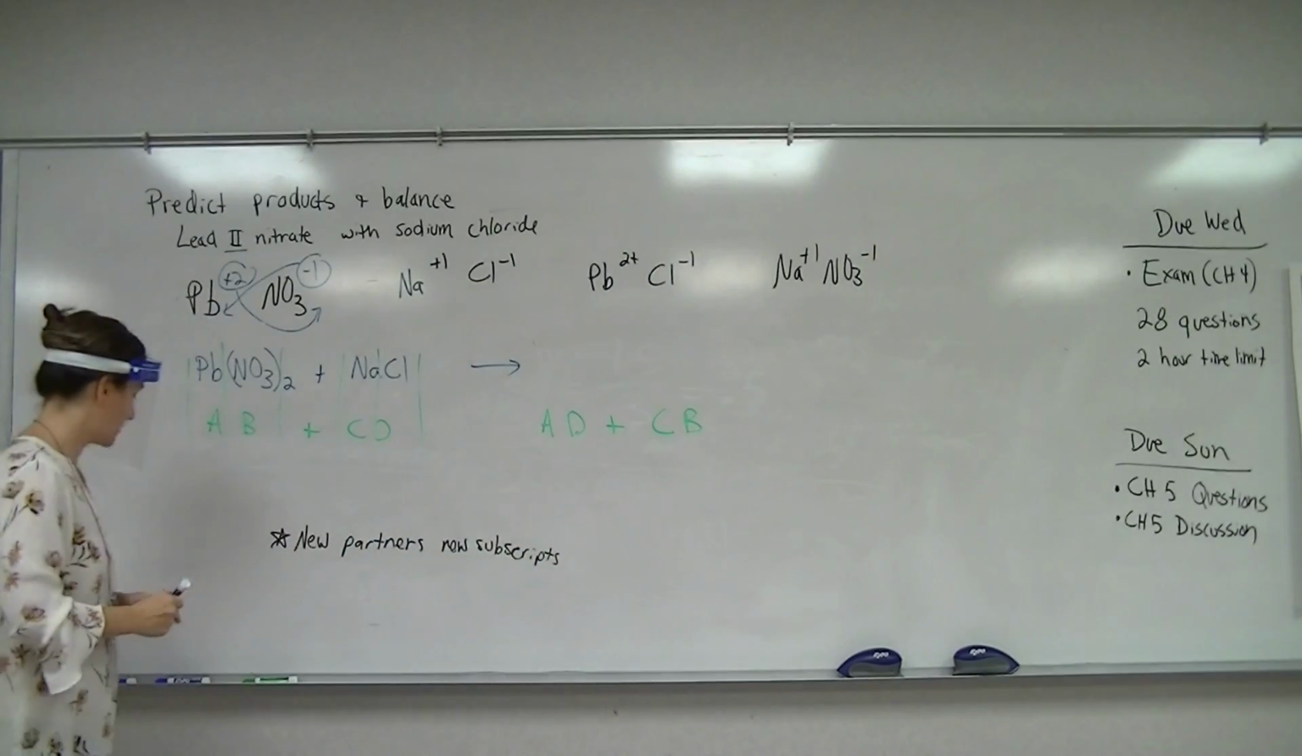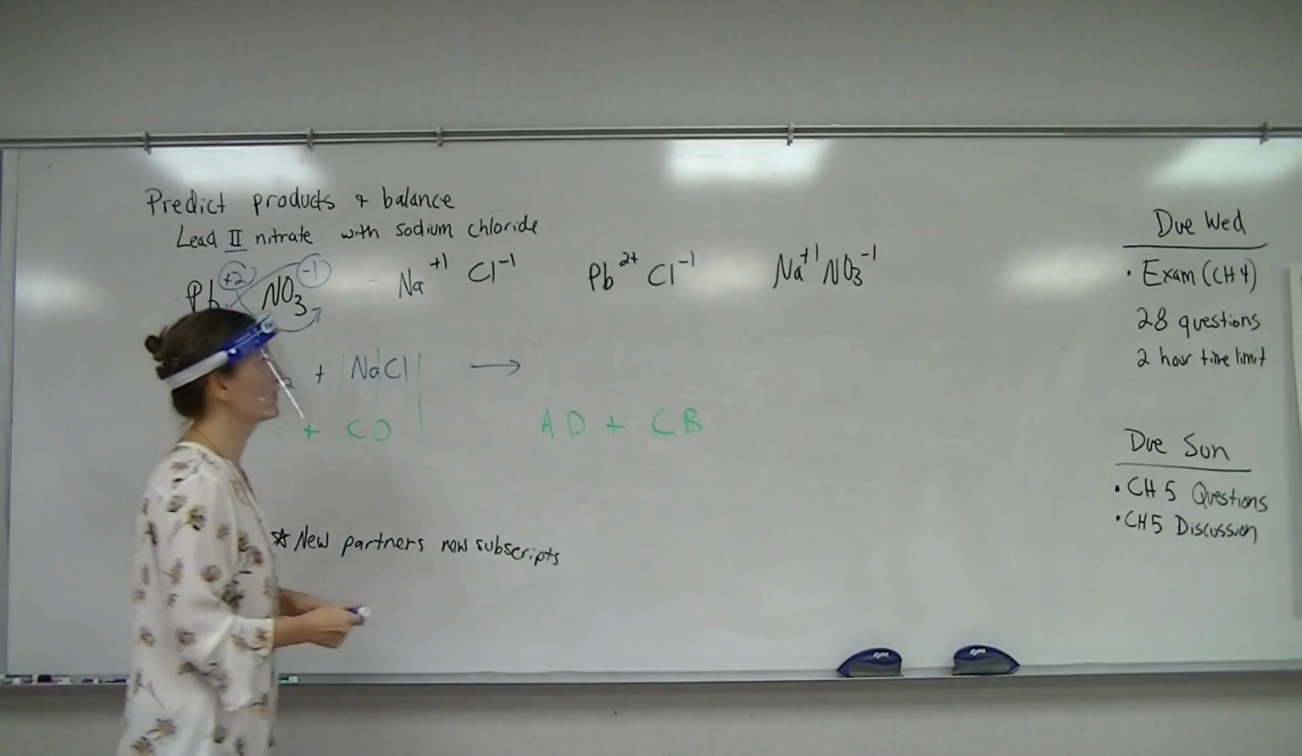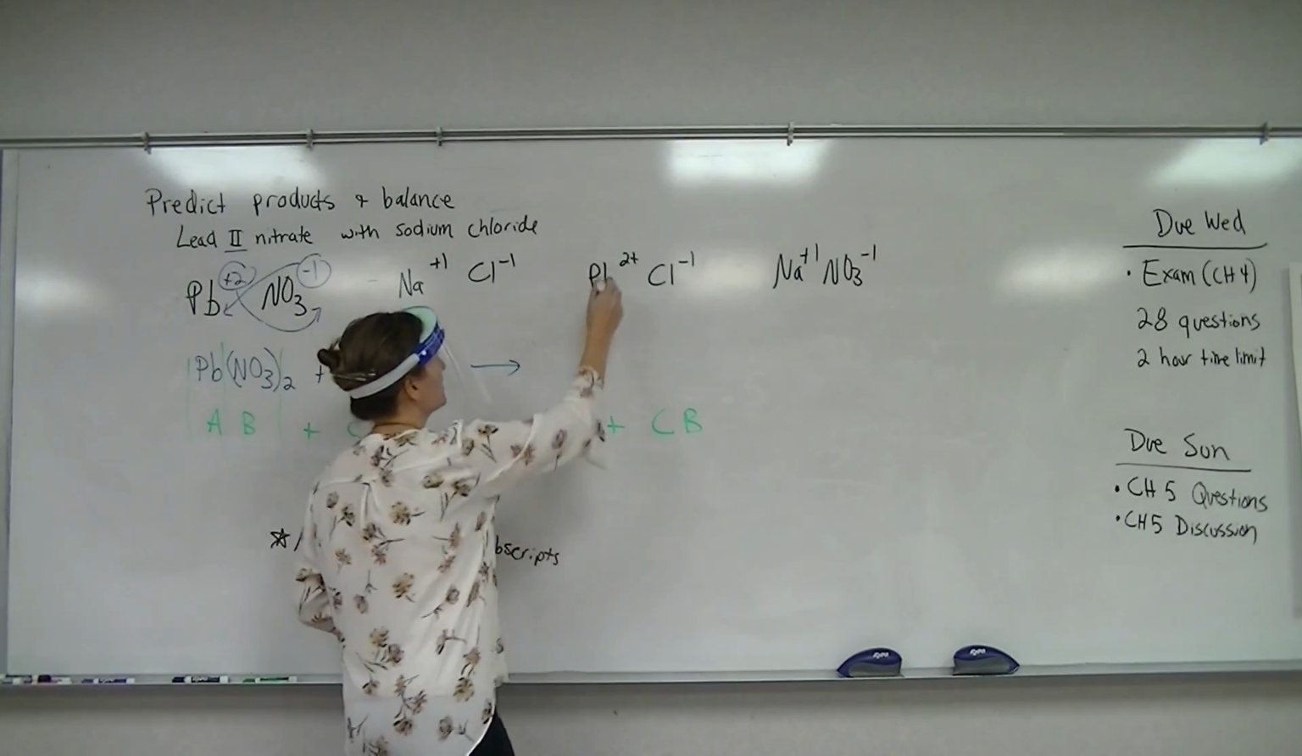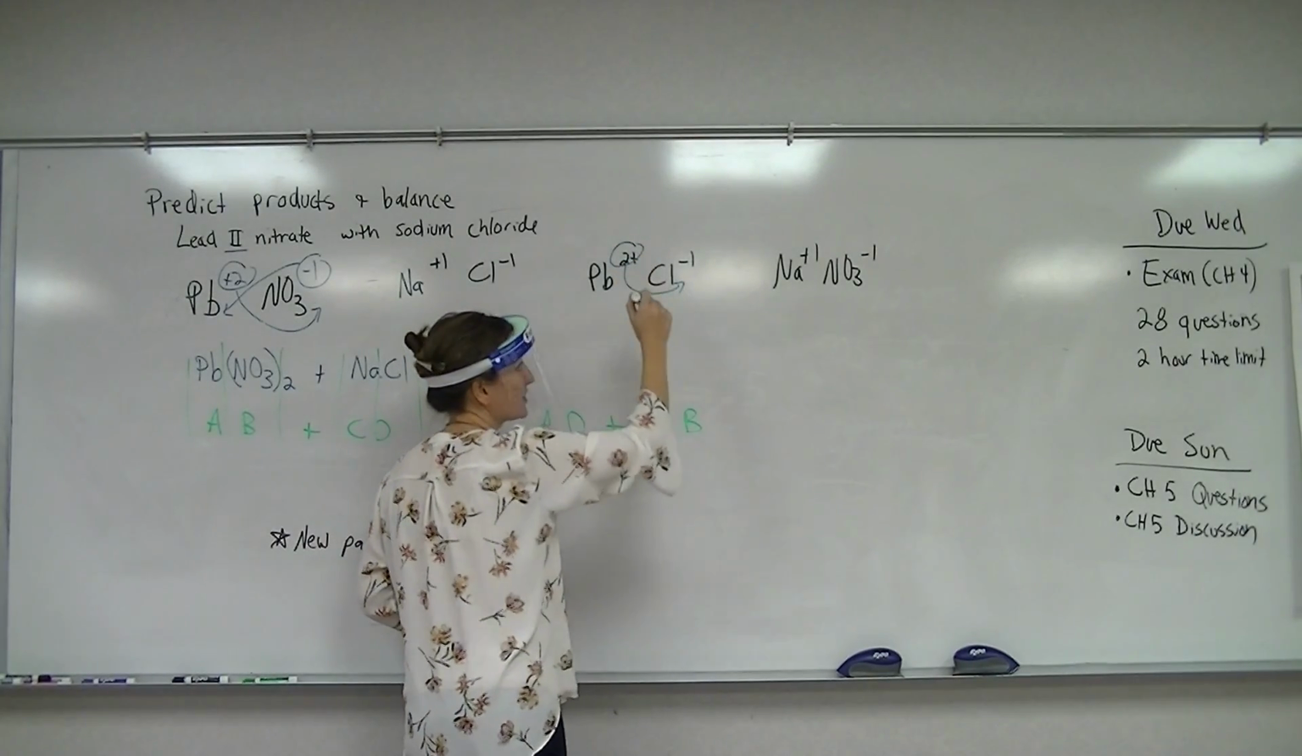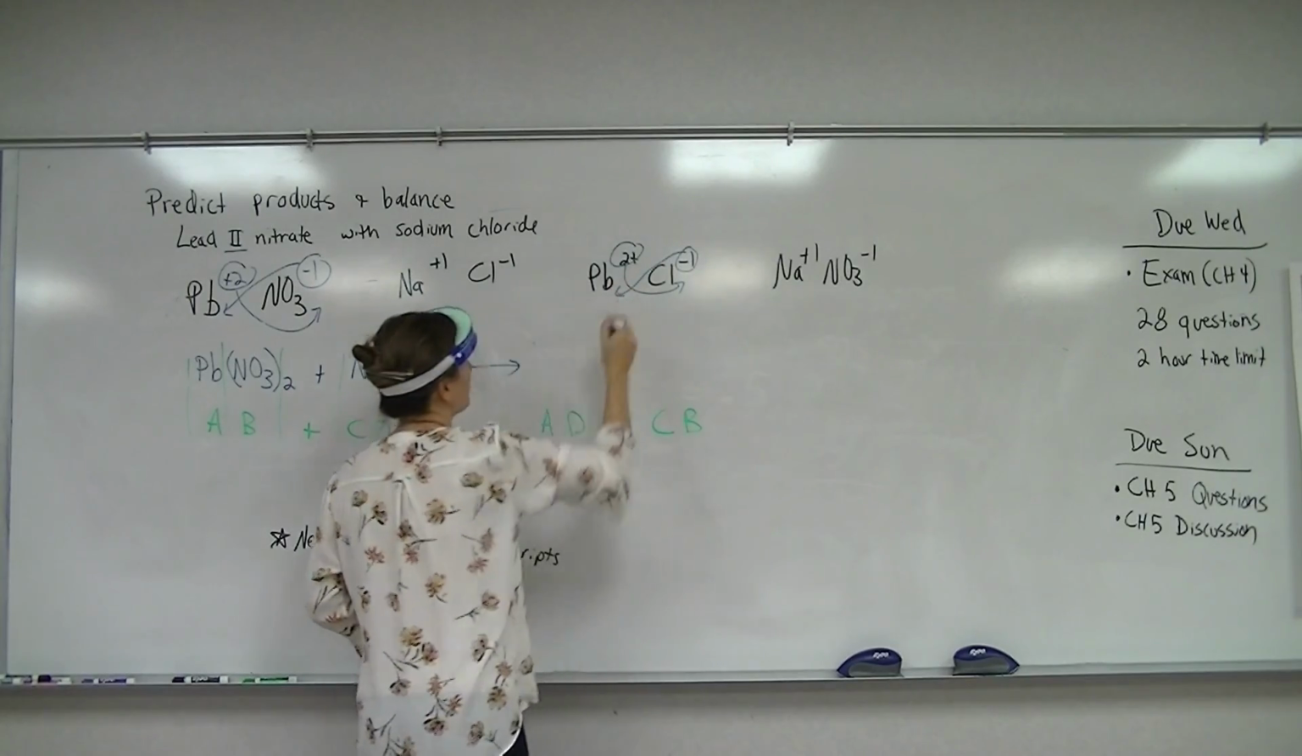So to figure out what those chemical formulas look like, we're going to do the crisscross method again. So this time lead has a 2+, that's going to become a subscript on chlorine, and then chlorine has a -1.